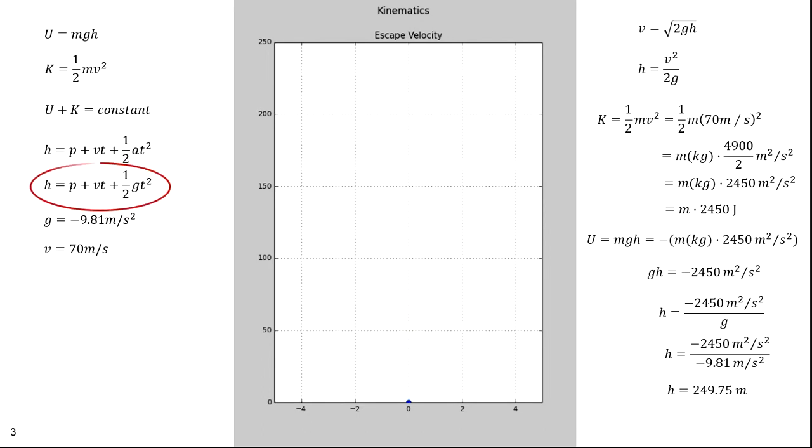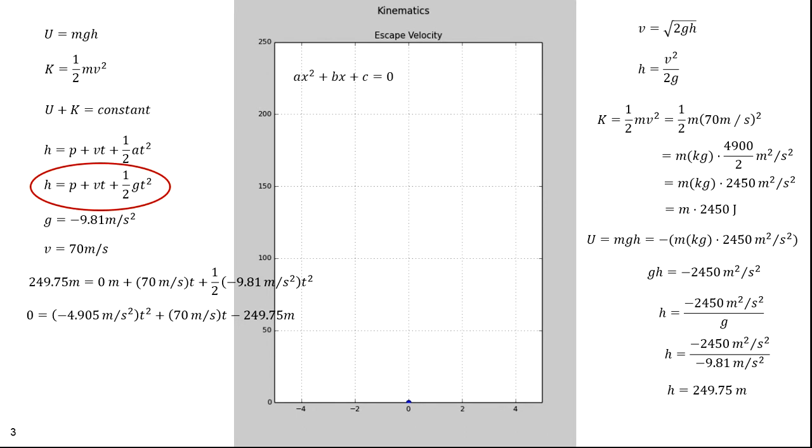The equation for height is here. If we plug in 249.75 for the height, 70 meters per second for the velocity, and minus 9.81 meters per second squared for the acceleration, we get this equation. If we solve for t in this equation, we get the time when the ball reaches its maximum height of 249.75 meters. This is a quadratic equation. We solve for t by first subtracting 249.75 meters from both sides of the equation. We also divide the acceleration by 2 to get minus 4.905 meters per second squared.